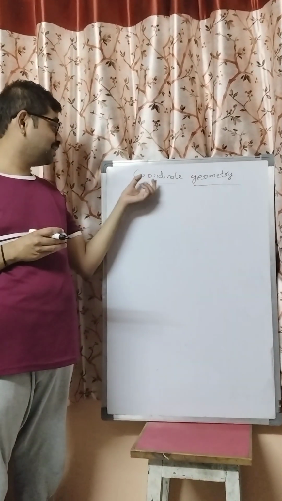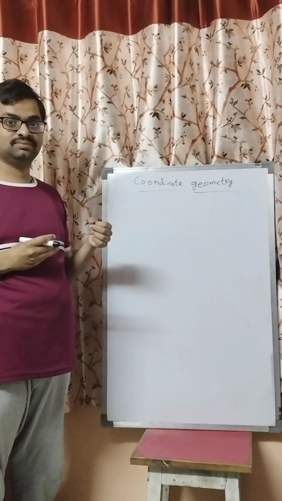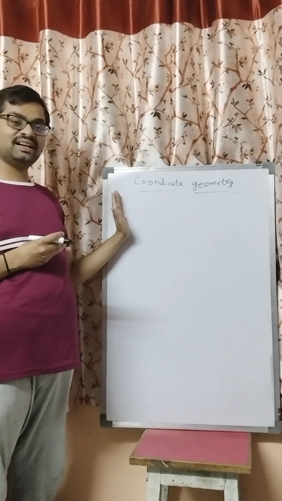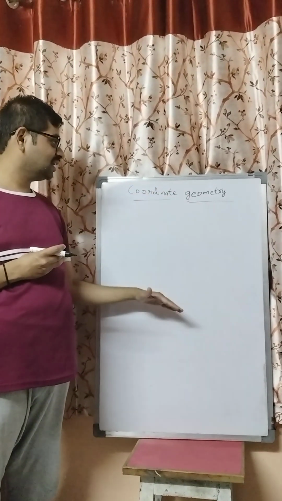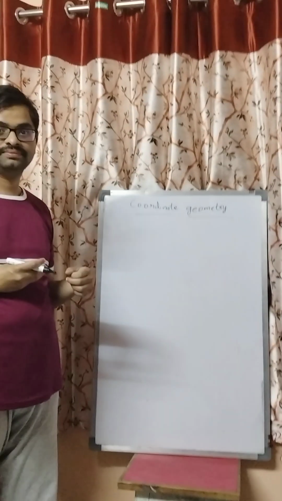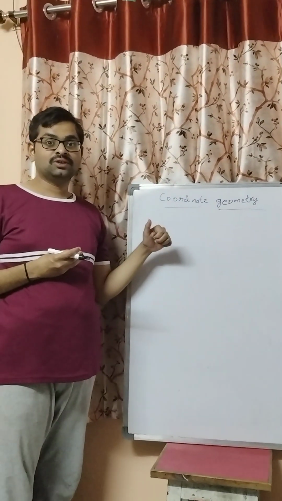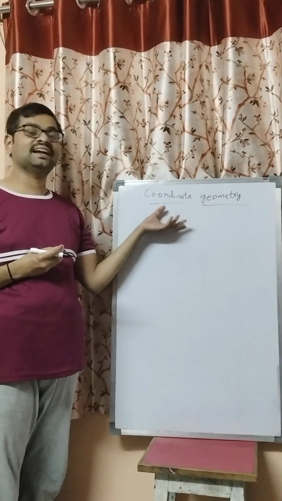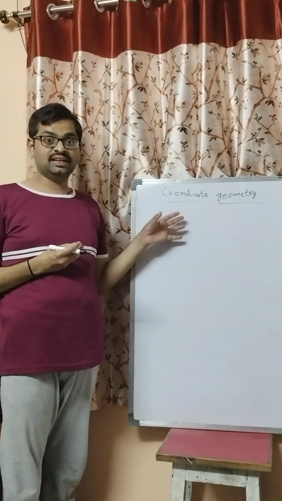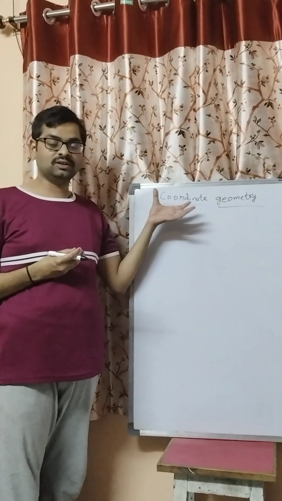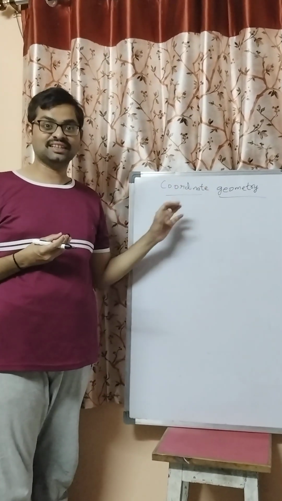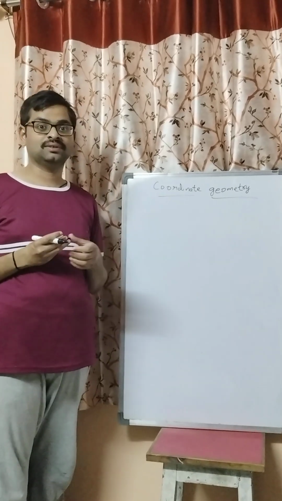So, what is meant by these coordinates? For example, if you consider this whiteboard as a Cartesian plane, what is meant by this Cartesian plane? To represent any coordinates, you need a plane. That is nothing but the Cartesian plane.